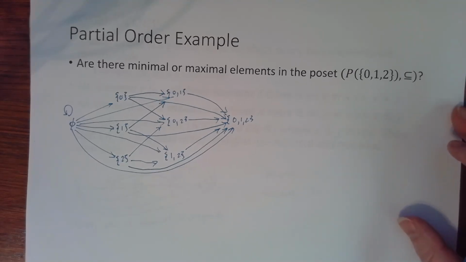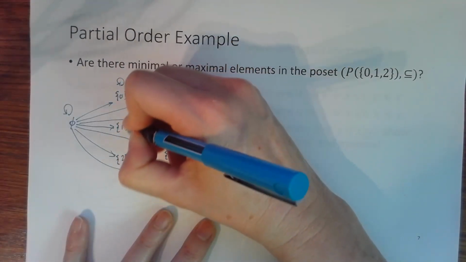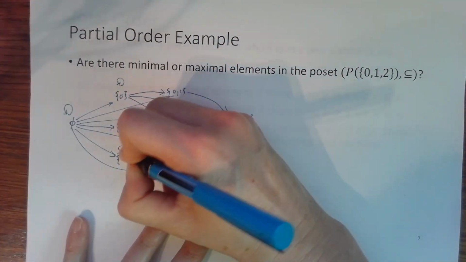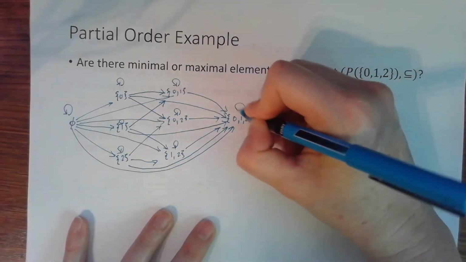And now, are there minimal or maximal elements? Oh, and I forgot, we should put little self loops on all of these as well. Every set is a subset of itself, so of course we need little self loops.